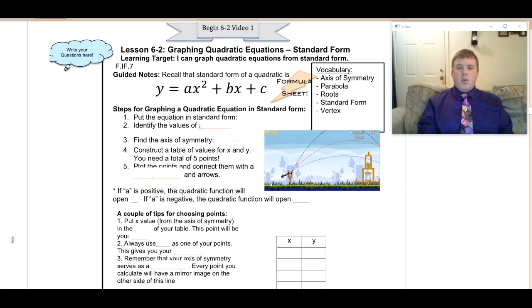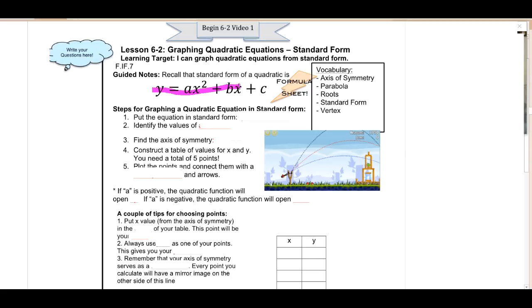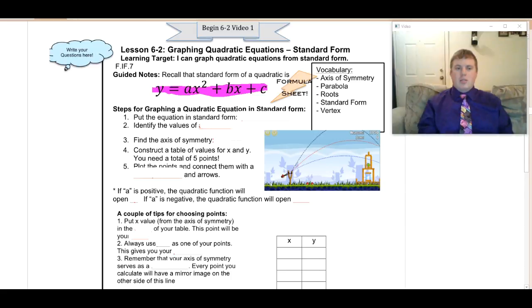And then in 6-4, once we have familiarity graphing with all three methods, we're going to show you how to change it back and forth between the forms so that you can get it to whichever form you like to graph it with. In this lesson 6-2, we're going to focus specifically on graphing from standard form. If you remember from our last lesson, 6-1, on solving by the quadratic formula, our standard form for a quadratic is y equals ax squared plus bx plus c. We needed it in this form to plug it into the quadratic formula, so we're going to continue with that form and show you how to graph from it.